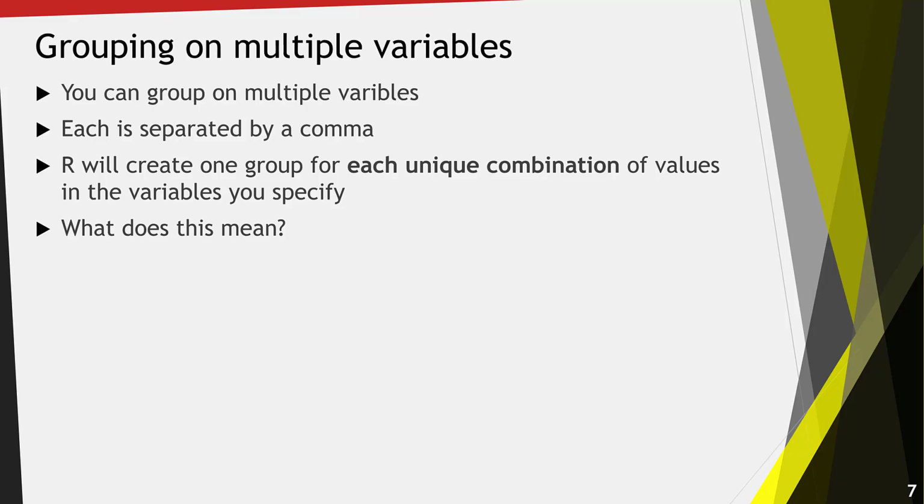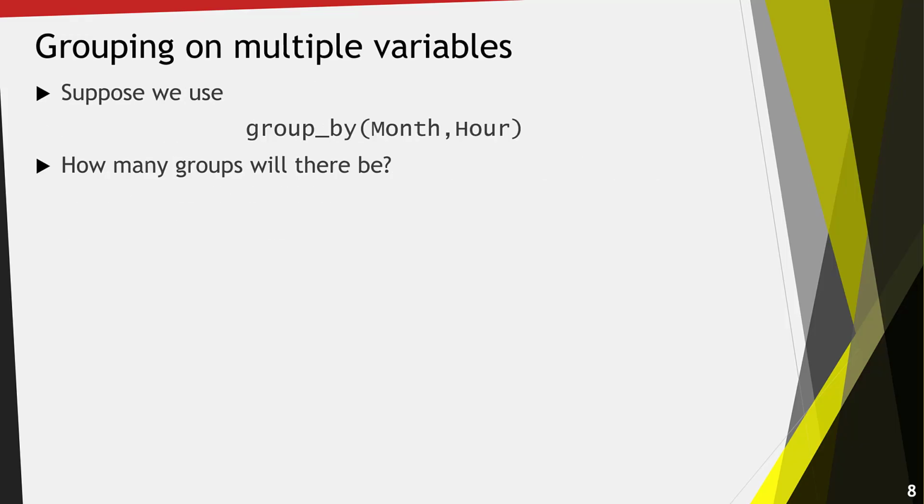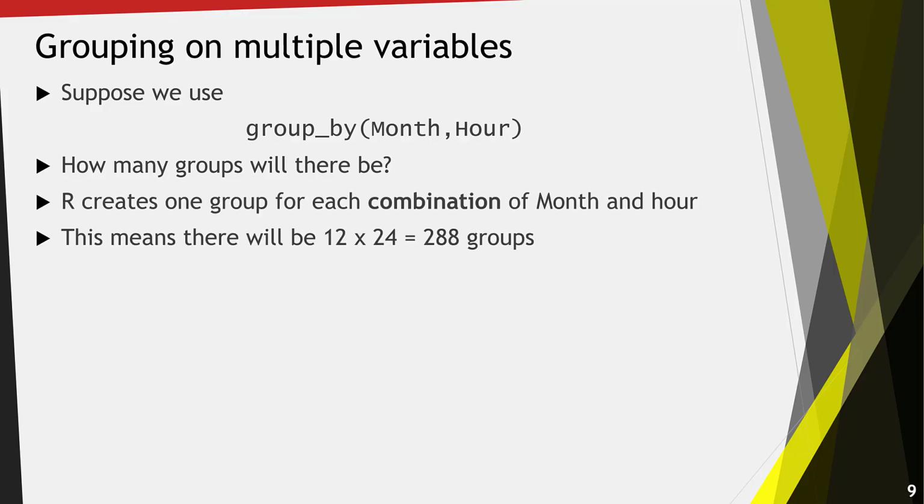So what exactly does this mean? Suppose with our hourly weather data, we say group by month and hour. How many groups will there be? R is going to look in those variables and create one group for each unique combination of month and hour. There are 12 months and 24 hours in each day. That means there are 288 groups because there are 12 month combinations by 24-hour combinations.